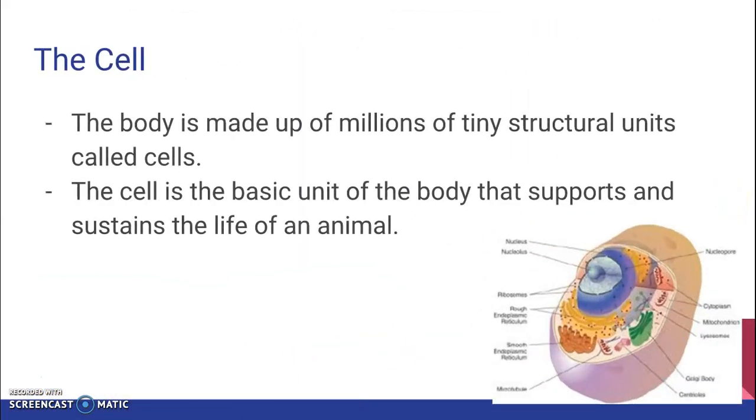So the body is made up of millions of tiny little structural units that are called cells. And if you have taken biology or plan to take biology, you'll go much deeper into this, but this is a very brief overview. The cell is basically just the basic unit of the body. It supports and sustains the life of an animal. Each cell has its own individual function. So there are heart muscle cells, and there are liver cells, and there are skin cells. So they each have their own individual function in the body.